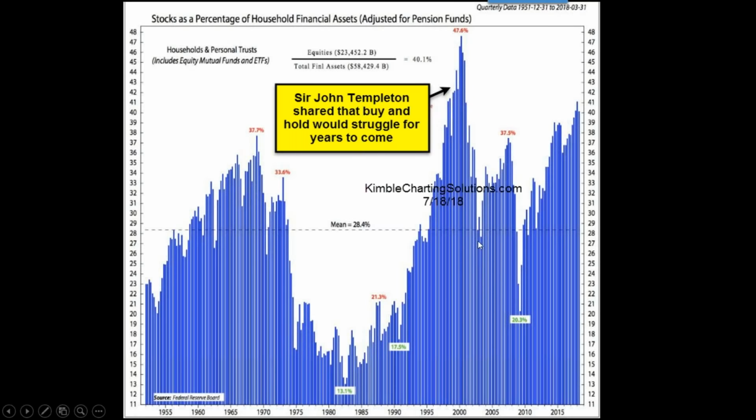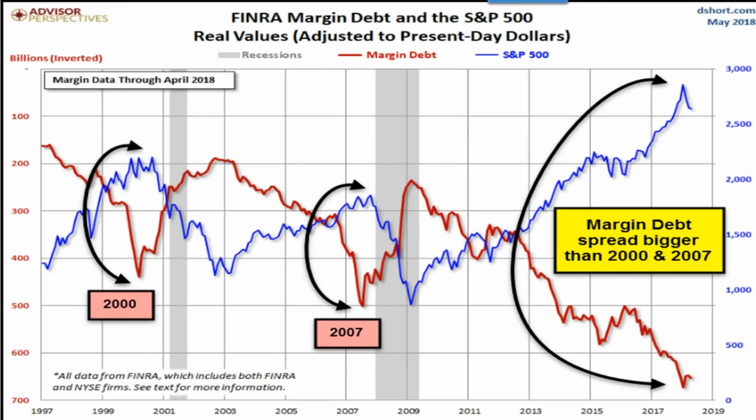Peak, and then here's 2007, there's 2009, and now the stock is at the second highest number of all time. First time since then. Another thing that influenced Sir John in saying that was the people who have margin.